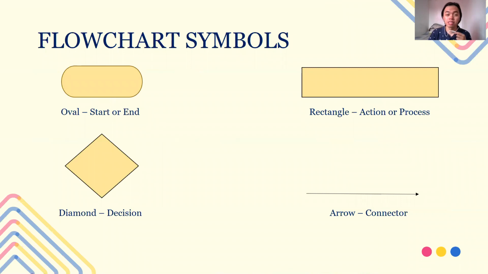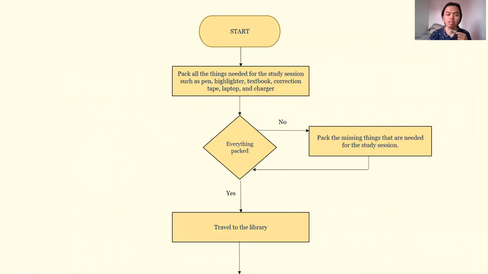First up, I will be discussing the symbols that I've used and what they represent in my flowchart. First up is oval. It represents the start or end. Meanwhile, rectangle represents an action or process. Diamond represents decision. And lastly, arrow is the connector of all symbols. So let us now get started with the flowchart that I've created.